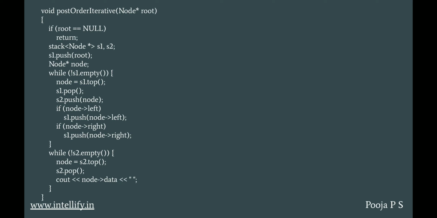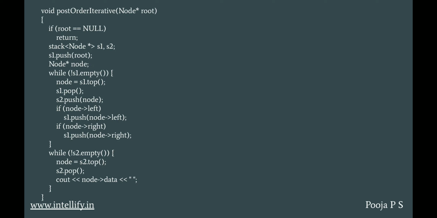So this is the function that we use to do a post-order traversal without using recursion. That is, it's an iterative method. Here we are checking if root is equal to null. If it is null, we just return. If it is not null, we create two stacks as I told, S1 and S2, and we push the root value to the first stack. Here, this is the code.